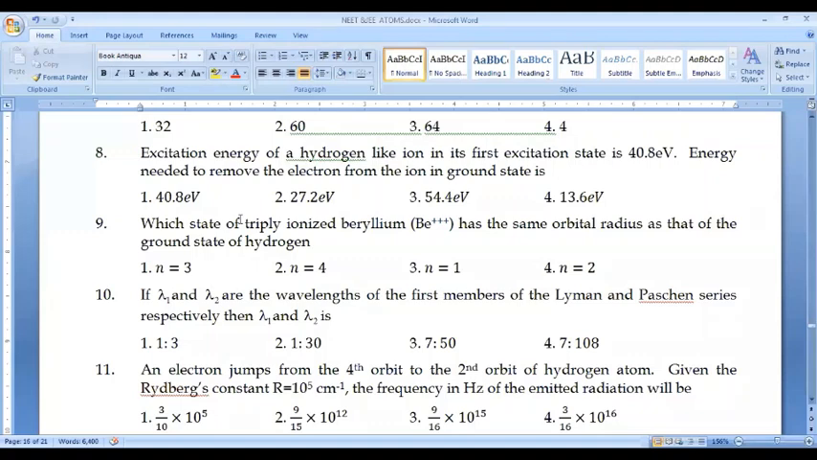Question number 8. Note down the question. Excitation energy of a hydrogen-like ion in the first excited state is 40.8 electron volt.